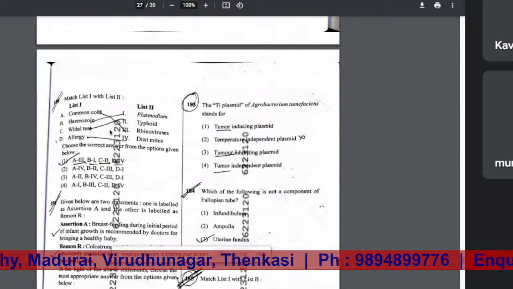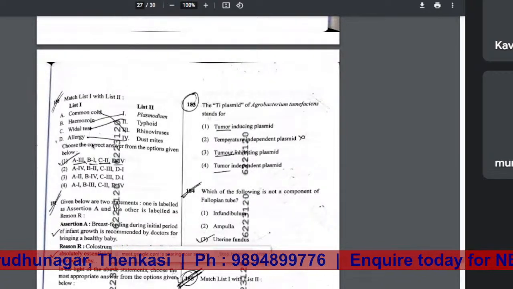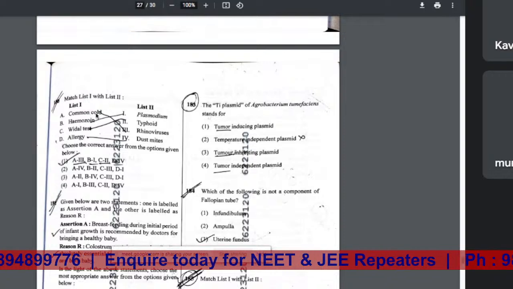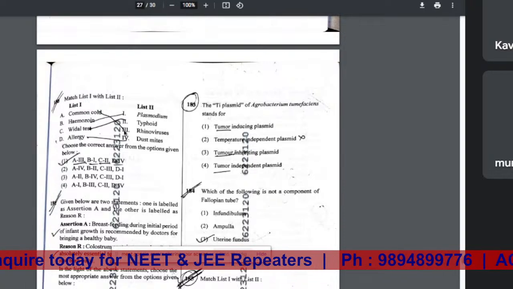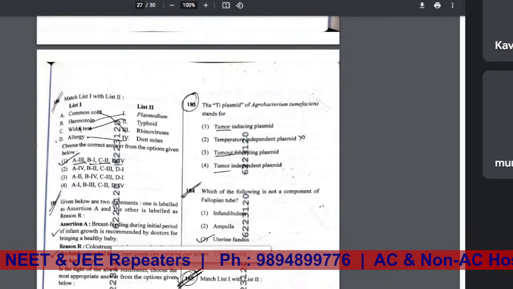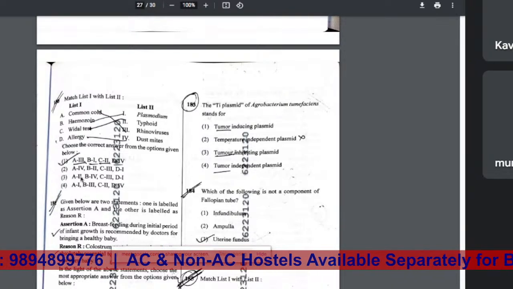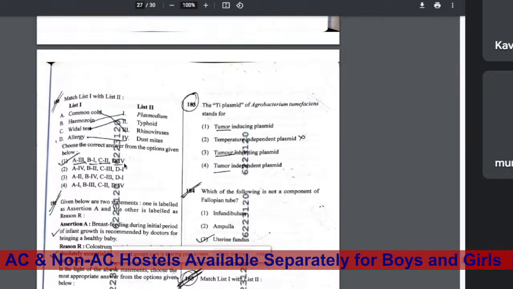So all these questions, you just have to be sure about something. With that thing you can eliminate the option and you can get it correct. Common cold is caused by rhinoviruses. A with 3 should be the answer. If you know that common cold is caused by rhinoviruses, getting an answer here is very easy. A3, B1, C2 and D4.